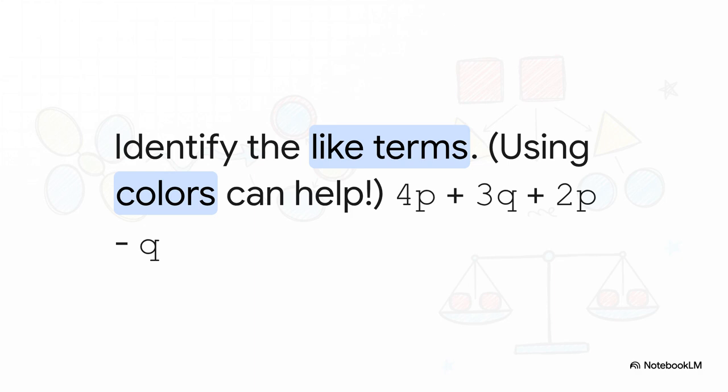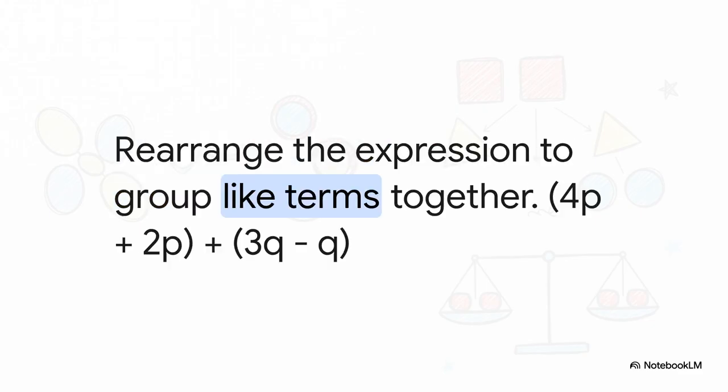First things first, you've got to spot the families. Find the terms that belong together. Using colors, like we've done here, makes it super obvious. You can see the p terms, 4p and 2p, are one family, and the q terms, 3q and negative q, are the other. Now we just do a little shuffling. We're not changing any of the math, not at all. We're just reordering things so that all the family members are sitting right next to each other. It just makes the next step really, really clear.